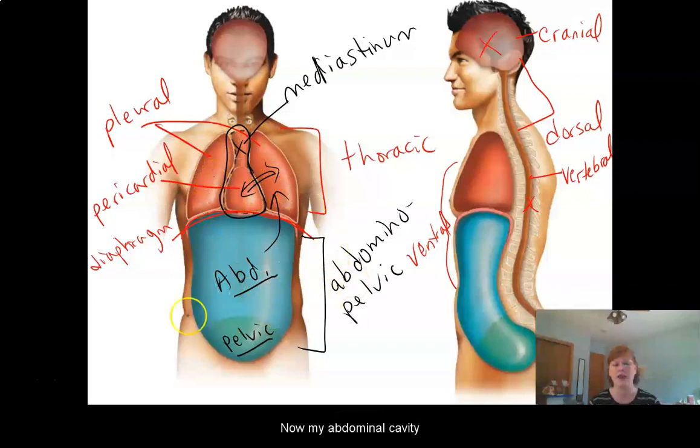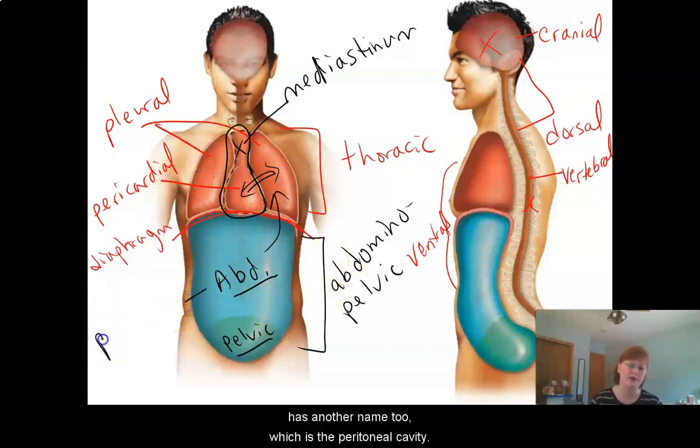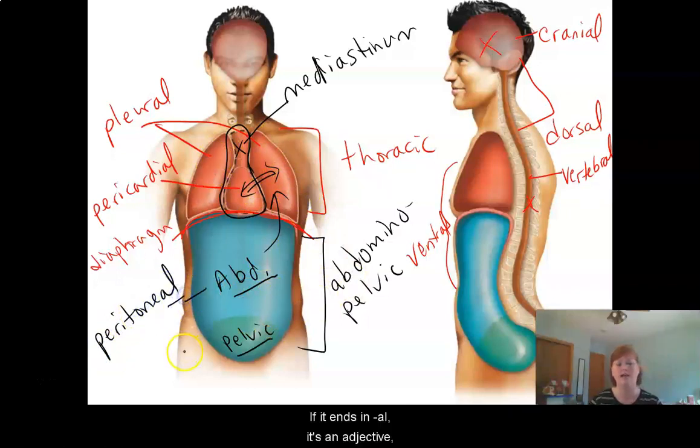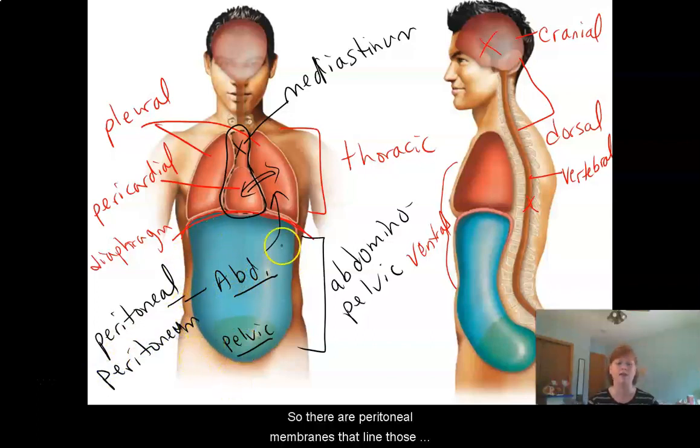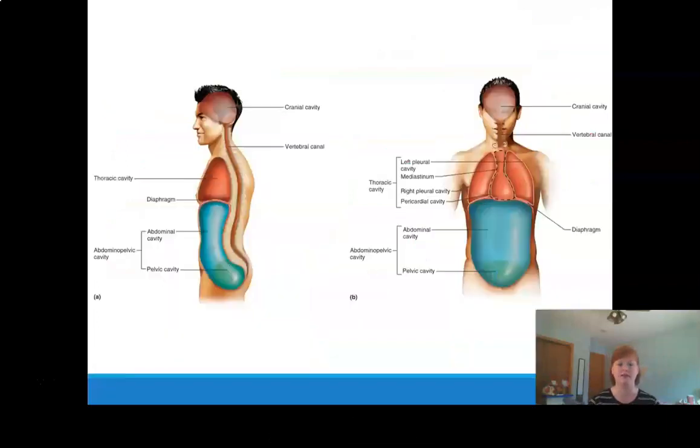Now, my abdominal cavity has another name too, which is the peritoneal cavity. If it ends in -al, it's an adjective, so we say it's the peritoneal cavity, or we can say it is the peritoneum, and that makes it a noun. So there are peritoneal membranes that line those cavities down there. You should know what major organs are found in each of these different cavities. This is just showing you a completely labeled view, which you can find in your textbook online.